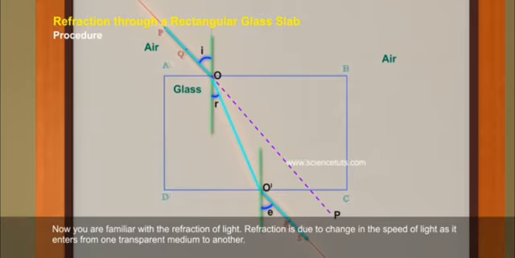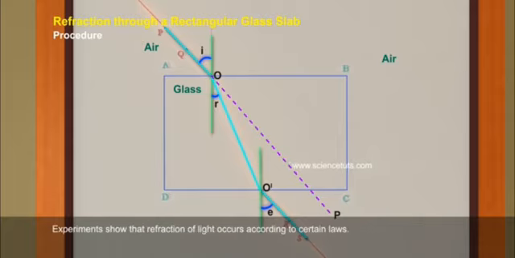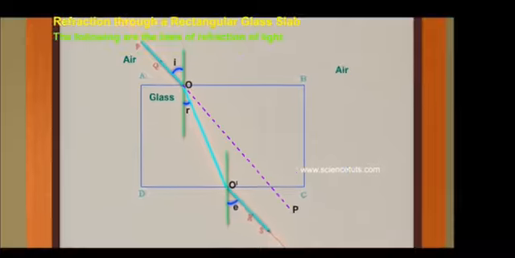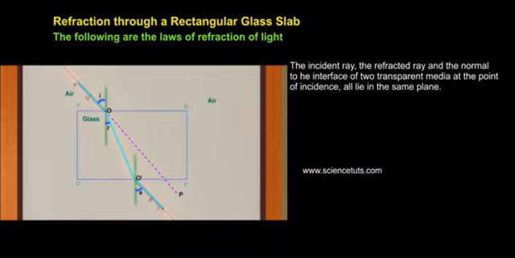Refraction is due to change in the speed of light as it enters from one transparent medium to another. Experiments show that refraction of light occurs according to certain laws. The following are the laws of refraction of light. 1. The incident ray, the refracted ray, and the normal to the interface of two transparent media at the point of incidence all lie in the same plane.